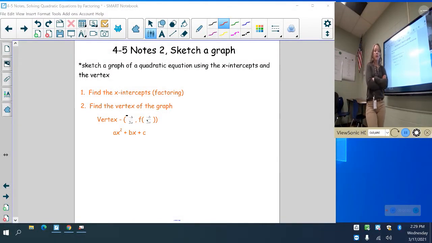For the second part of 4-5, we are going to add one part. In the first part of 4-5, we learned how to find x-intercepts. In the second part, we're now going to add the vertex. Okay, we know that a quadratic is a U-shaped graph.